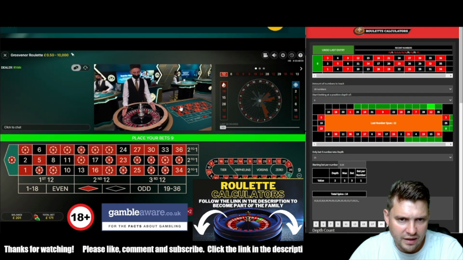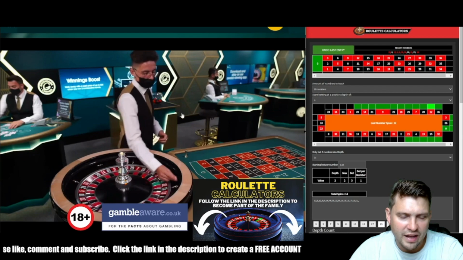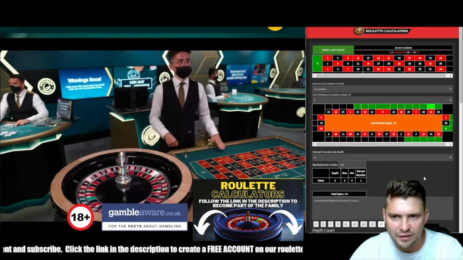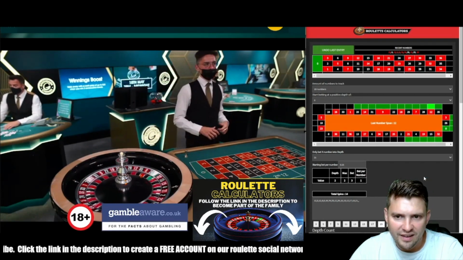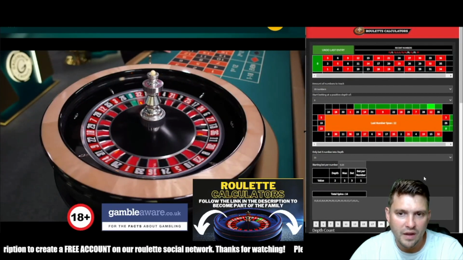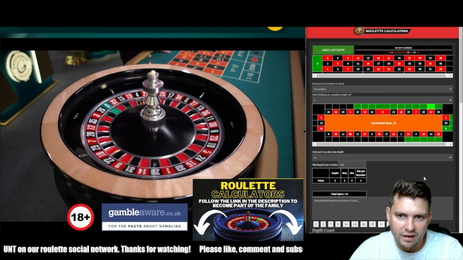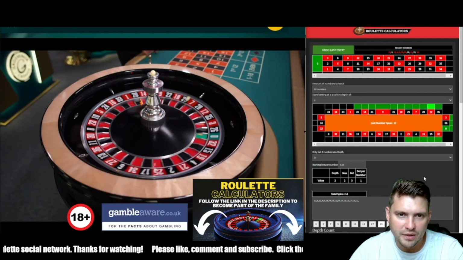Looks like he's actually going a bit crazy on that. Gone to £10 per number instead of the standard. I think he should have only gone to £8. Oh well. So it's an extra martingale. Let's hope it comes in for him.